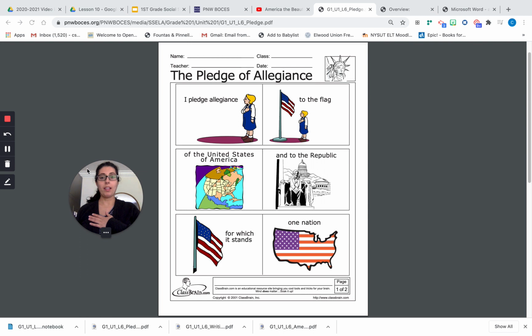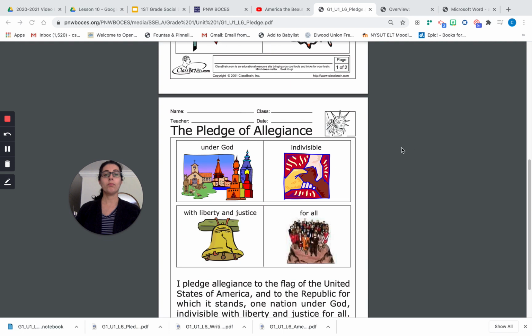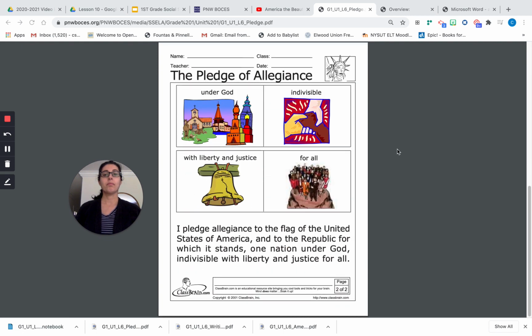Say it with me. I pledge allegiance to the flag of the United States of America and to the republic for which it stands, one nation, under God, indivisible, with liberty and justice for all. Okay, you may be seated.